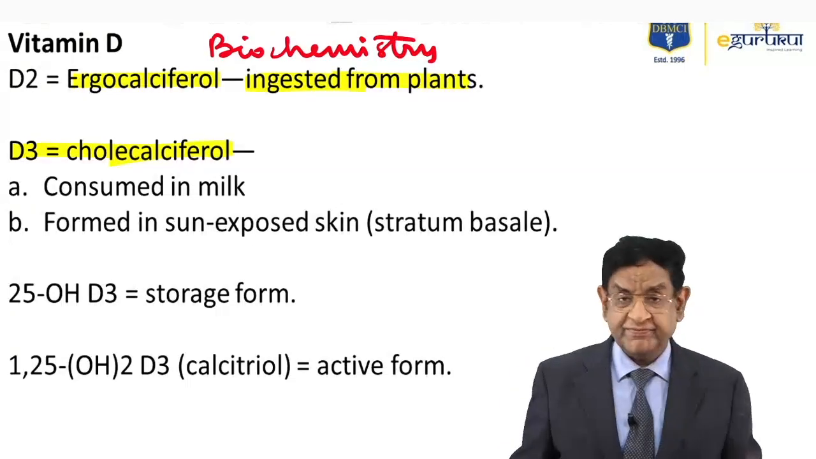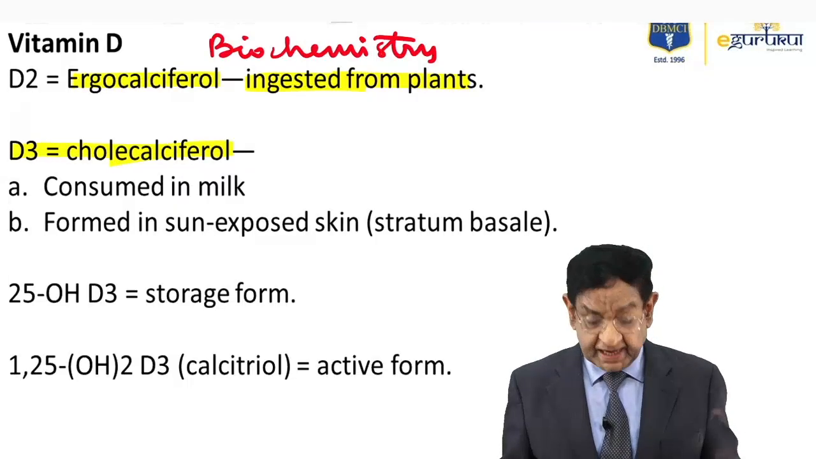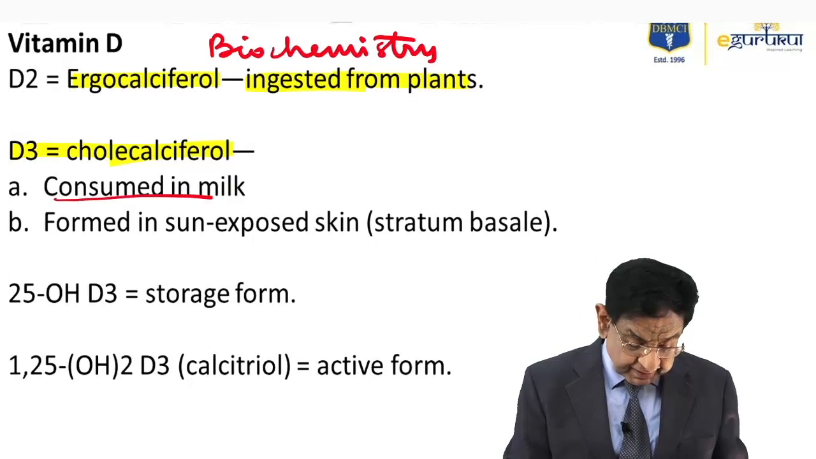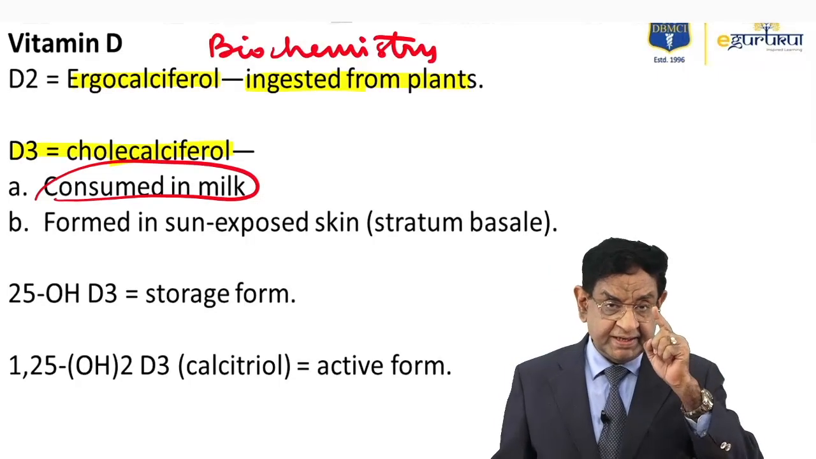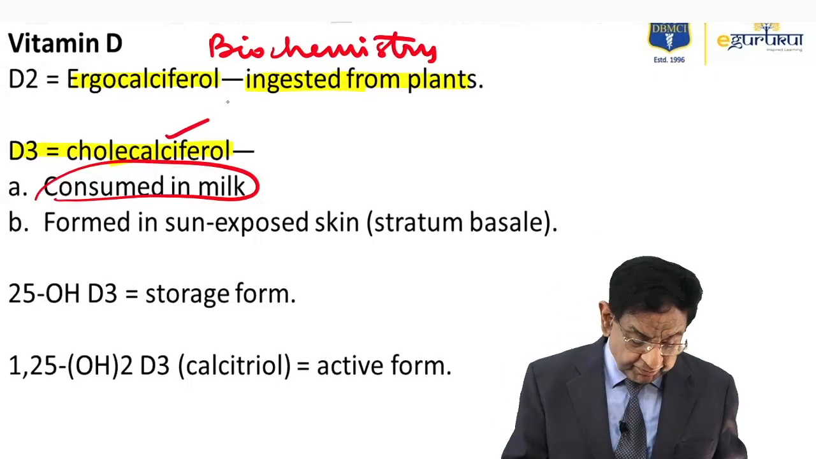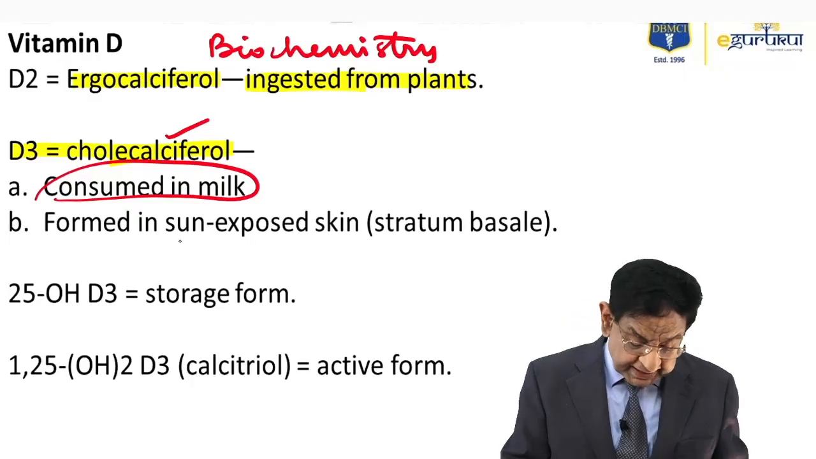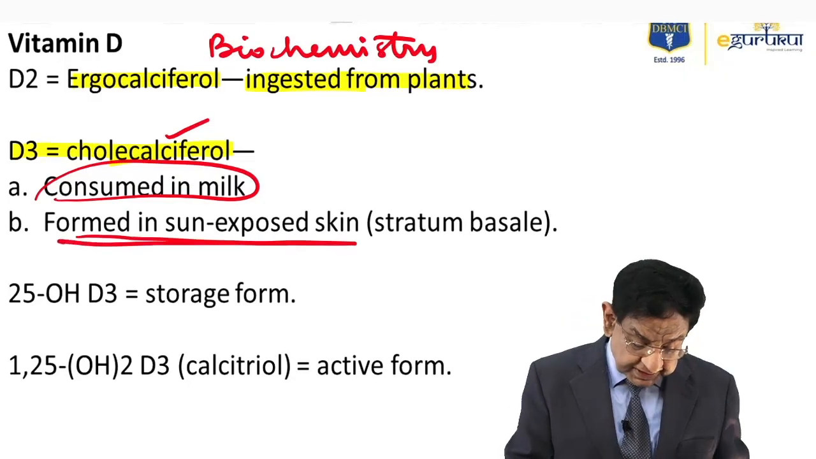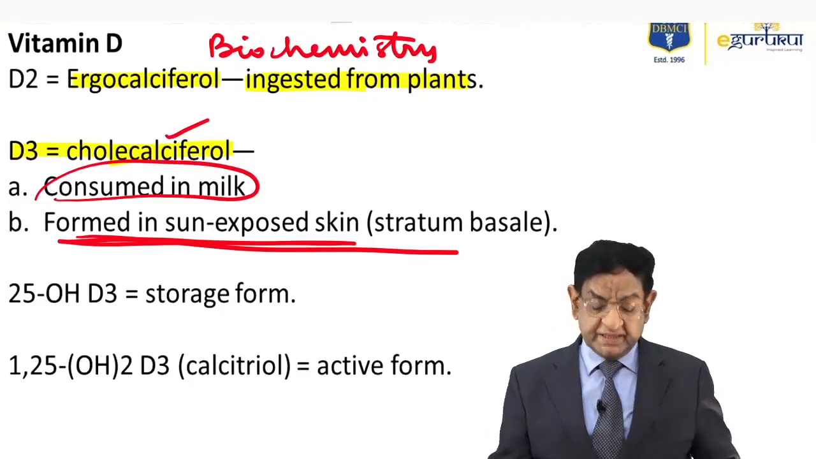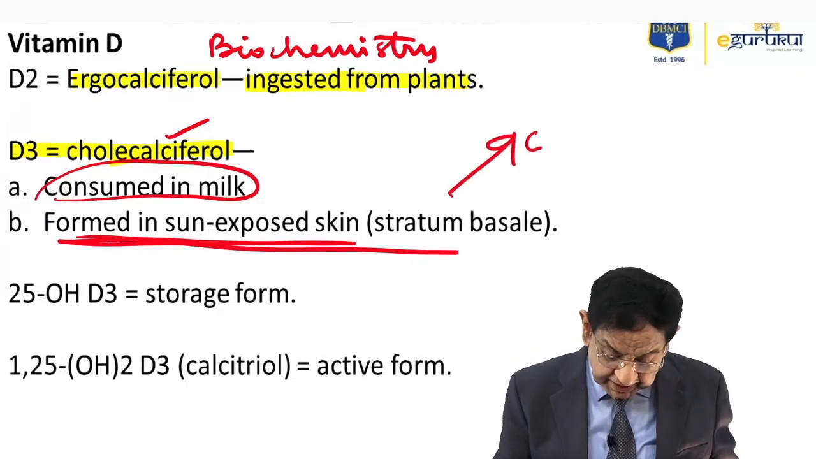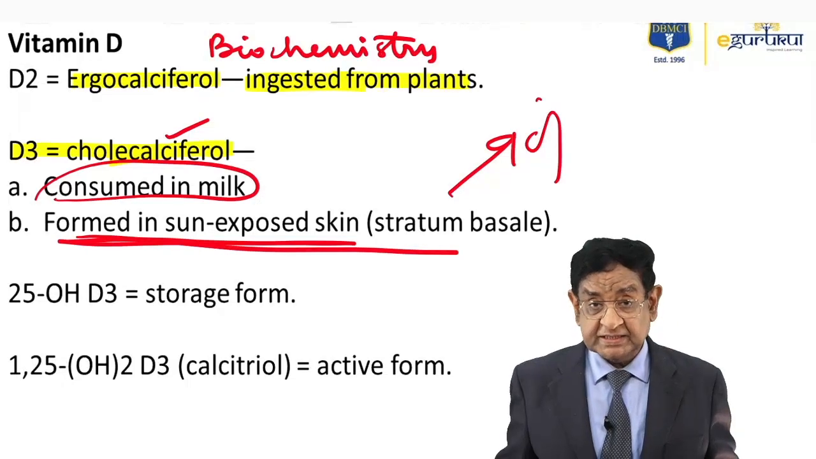So cholecalciferol is D3. D3 we can consume, and we can also get it directly from milk. Milk is a very good source of vitamin D, and it is vitamin D3, that means in the form of cholecalciferol. And sun exposed skin. Point to be noted, the sun is the best.